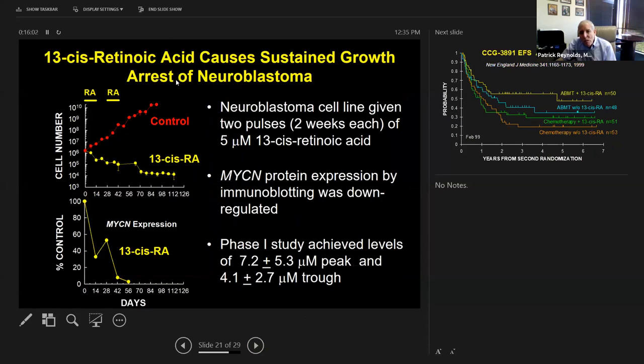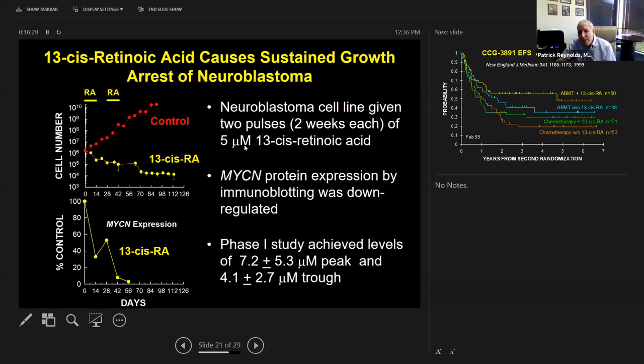We came up with the idea of doing pulse therapy so it would be better tolerated, and took a non-MYCN amplified relapsed neuroblastoma cell line that overexpressed MYCN. We were able to literally shut it down completely over a long period of time with a couple of pulses of 13-cis-retinoic acid, and this was concomitant with a complete downregulation of MYCN protein expression.